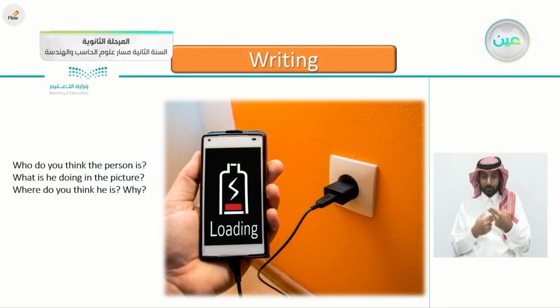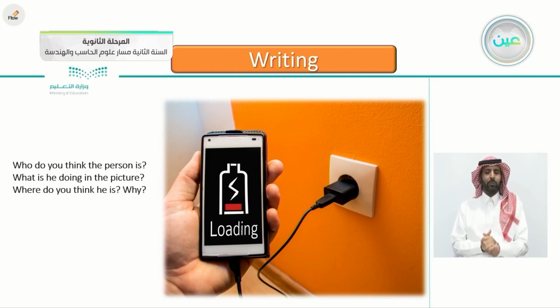Let's begin here. Who do you think the person is? You can see the picture here. Can you tell me what you see in this picture? Yeah, it's very easy. It's someone charging his phone, and you can see the socket here. He plugged the charger into the socket and he's charging his phone. Here are a few questions. Who do you think the person is? What is he doing in the picture? Where do you think he is, and why?